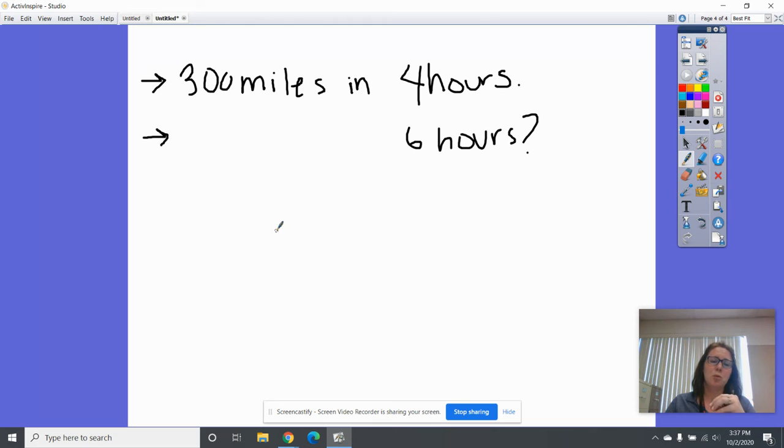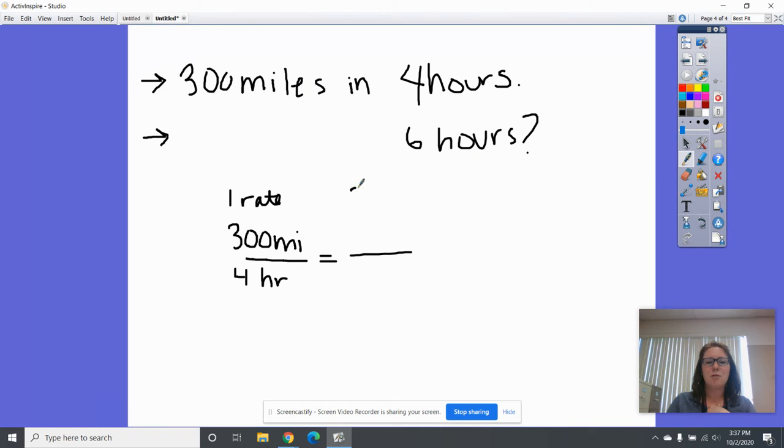When we set up the proportion, it is important where you put things. So our proportion looks something like this. It's some kind of fraction equals a different fraction. My first fraction is going to be my first rate, the one they already gave me, 300 miles in 4 hours. And then my second fraction is going to be my second rate, some unknown miles in 6 hours.